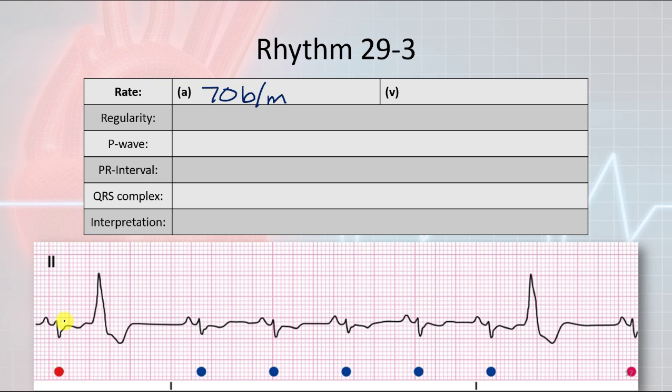The ventricular rate, 1, 2, count the PVCs, 3, 4, 5, 6, 7, 8. It should be a 9, but we don't get a full QRS and T wave in here, so we're going to give it a half. So we'll say the heart rate, the ventricular rate specifically, is 85 beats per minute. Regularity is going to be irregular.